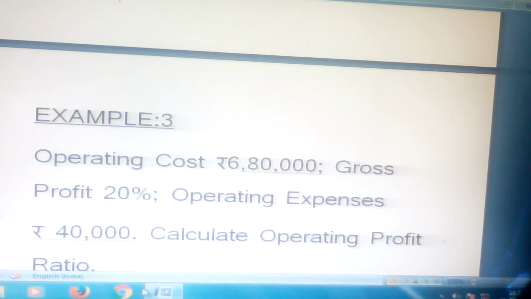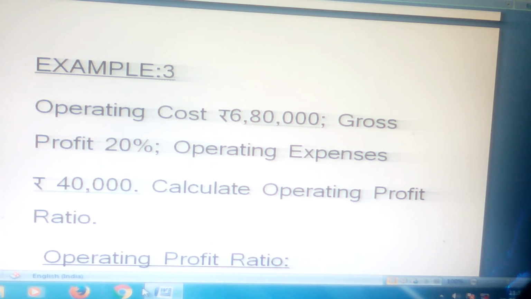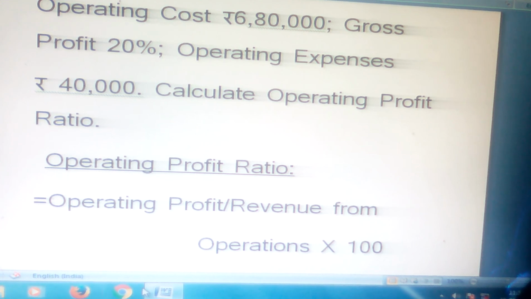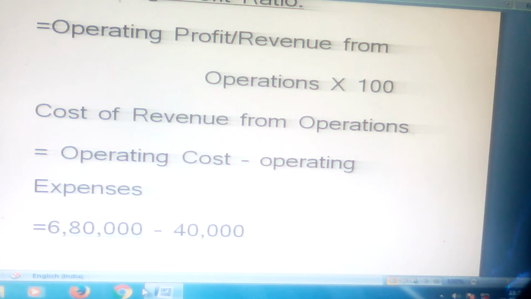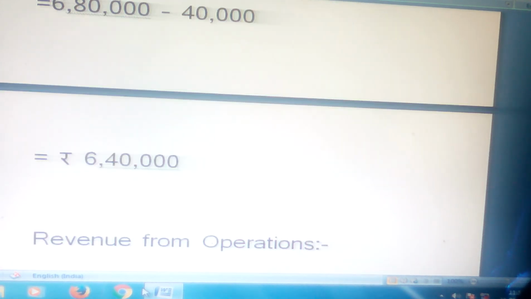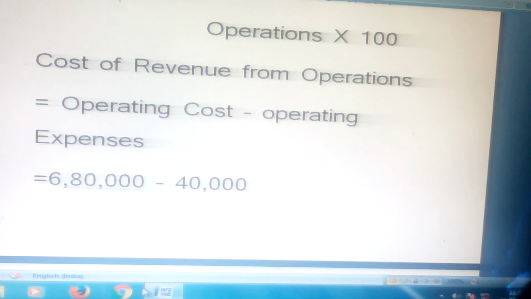Then the third one. Operating cost is 6,80,000, gross profit 20%, operating expenses 40,000. Calculate operating profit ratio. As you know the formula, operating profit divided by revenue from operations into 100. You first put the formula. Thereafter, we need the cost of revenue from operations, which is operating cost minus operating expenses. Operating cost is 6,80,000 from the problem, minus operating expenses 40,000, we get 6,40,000. That's our cost of revenue from operations.